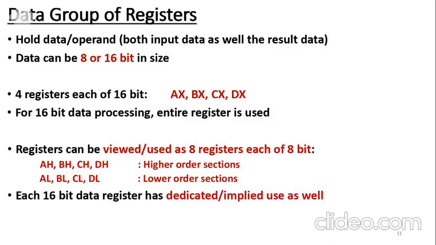Each of the data group registers, the 16-bit data group registers, has some dedicated or implied use as well. The generalized use has been stated earlier. It is used for holding data or operands. But apart from that, each of those registers has an implied function as well. We'll see those implied functions or implied uses one by one.